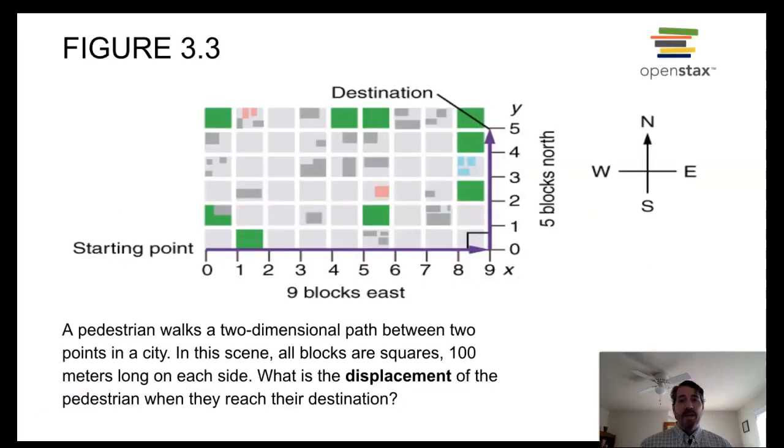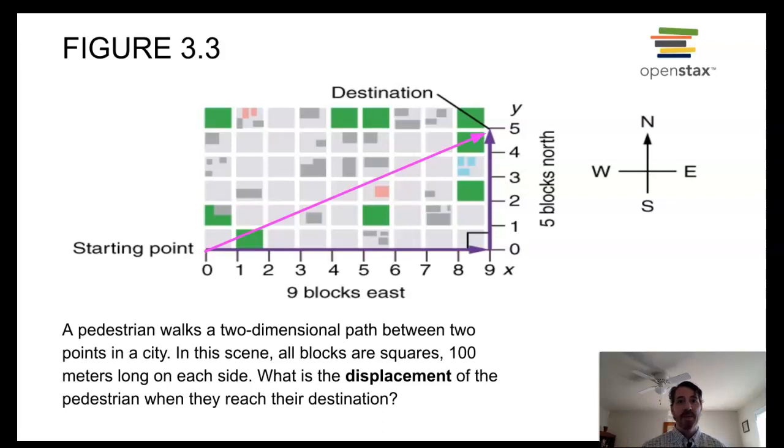For example, in video number 10 from Physics 140, which I linked as a supplemental video in the module on Friday, January 22nd, we had a problem where a pedestrian walks 9 blocks east and then 5 blocks north. And we're asked for the net displacement of this pedestrian. And the displacement is the straight line from the tail of one vector to the tip of the second vector.